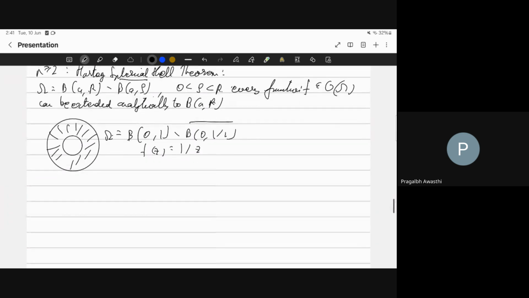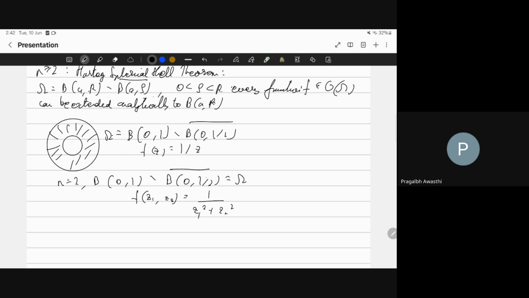When I was discussing this sometime earlier with someone, they asked, what if n is equal to 2 and you consider the same set, B(0,1) minus the closure of B(0,1/2), and we consider the function f of z1, z2 equal to 1 by z1 squared plus z2 squared? Of course this function is not defined at 0, so it is not holomorphic on the entire B(0,1). So by the above theorem we should be able to say that it's not in fact holomorphic in omega also.